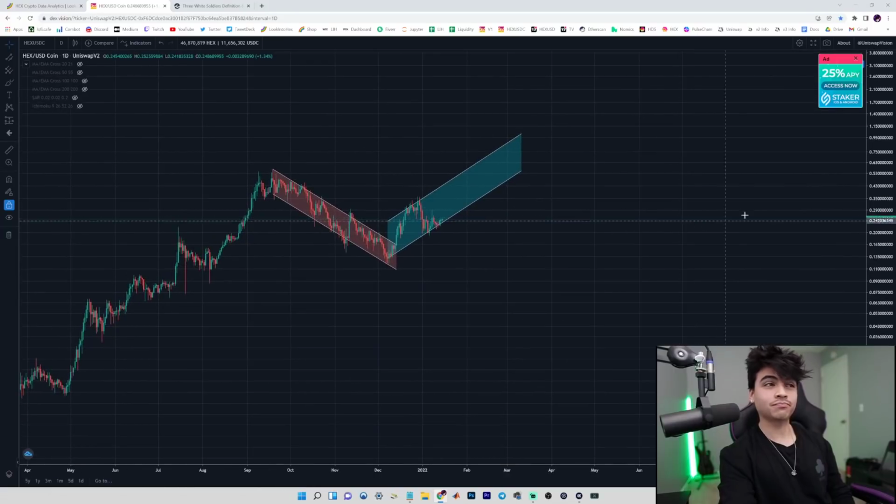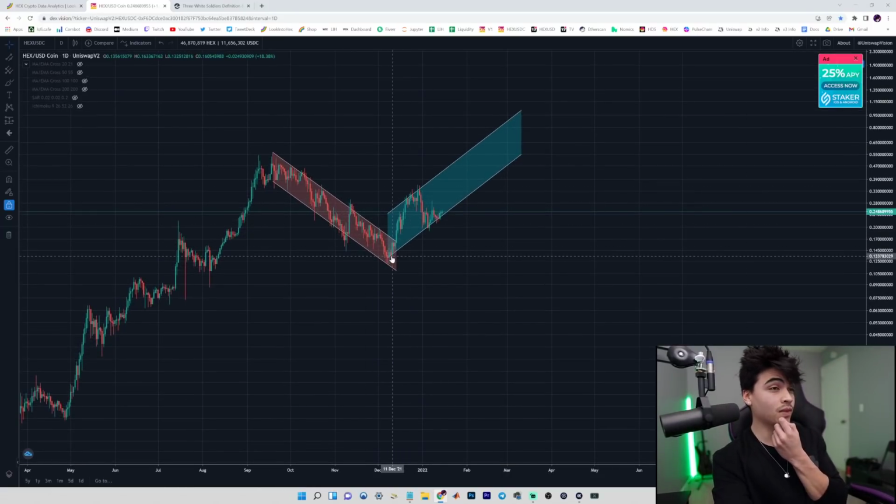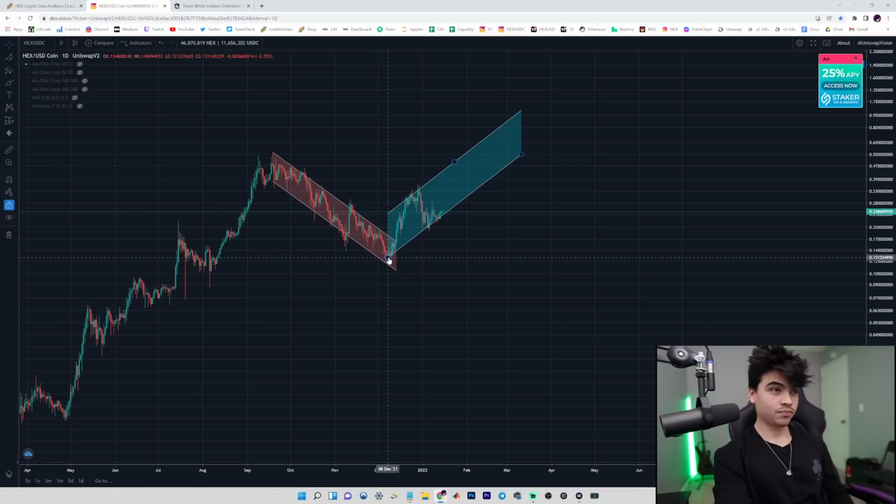But what goes down might want to come up, and clearly it has been, right? The charts just say it. So after December 8th, we had this local bottom, and on December 14th, we had this huge candle that broke above this falling parallel channel that had been forming over the course of 3 months.